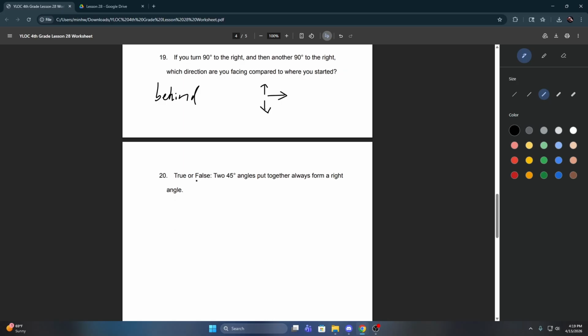Okay, last question, true or false? Two 45 angles put together always form a right angle. This is true because mathematically speaking, 45 plus 45 will always equal 90.